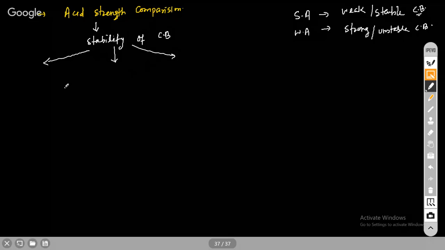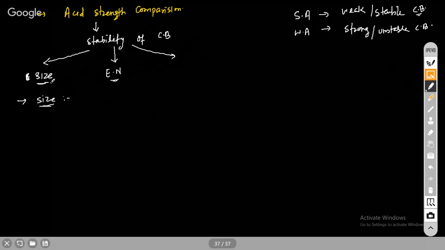Okay, the first one is electronegativity, or first we'll see size factor, which will also affect the stability of the conjugate base. Electronegativity factor, right? And one more type we have, that is not a factor like this, but when we have the hydrogen attached with the same kind of atom. This third one I'll write down later on, just to let it be known. Now if we consider the size factor first, how will the conjugate base stability change?